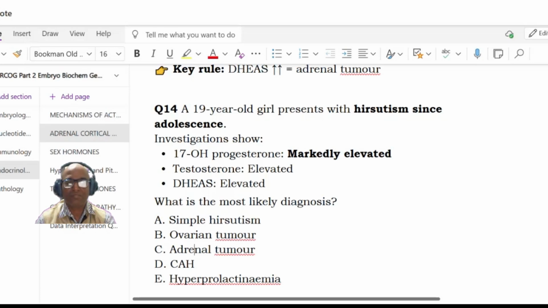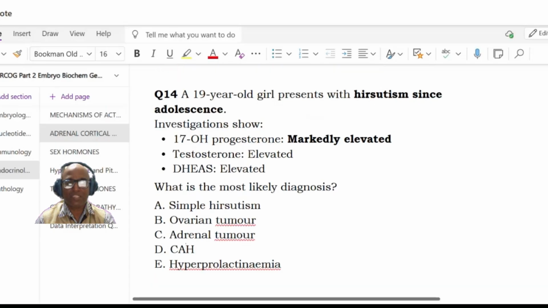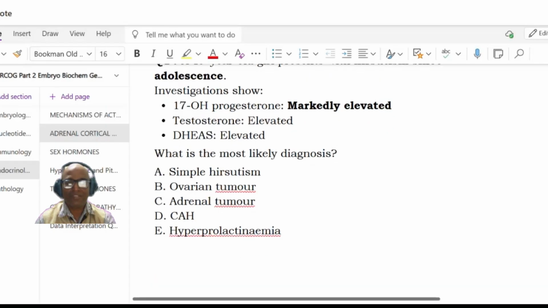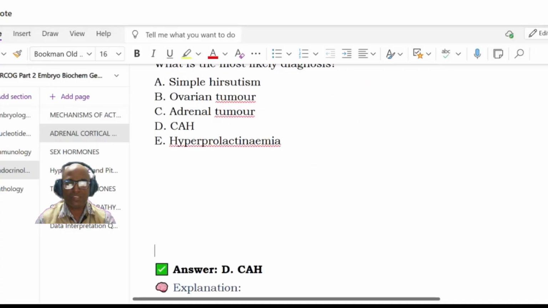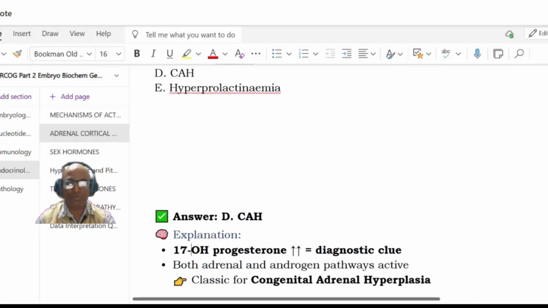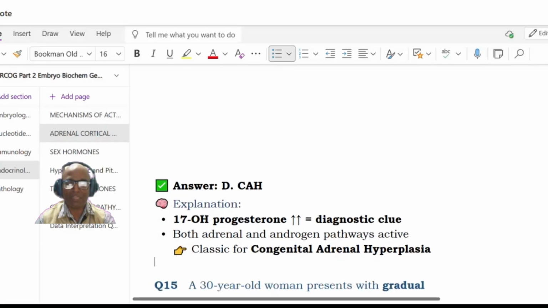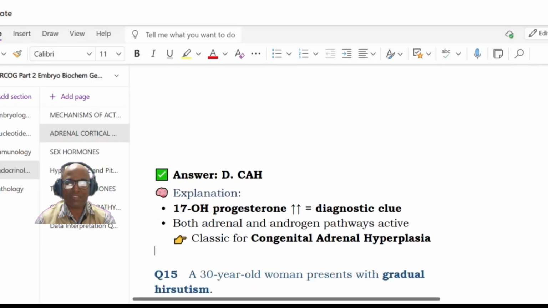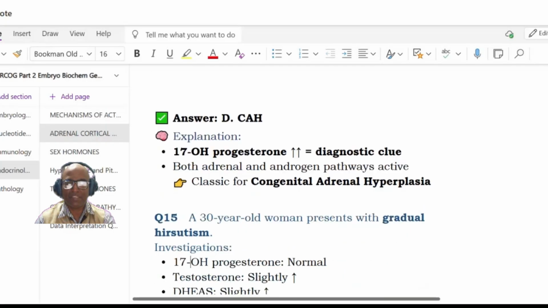Sir, congenital adrenal hyperplasia, option D. Yes, because there is a marked elevation in the 17-hydroxyprogesterone. That is the diagnostic clue. Both adrenal and androgen pathways will be active. So this is classic for congenital adrenal hyperplasia.